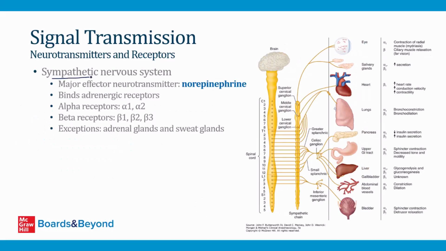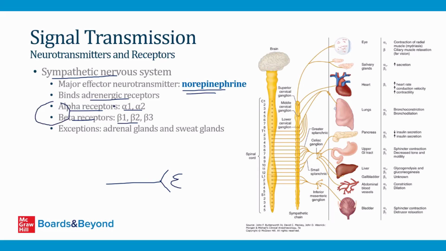Contrast that with the sympathetic nervous system, where the major effector neurotransmitter is norepinephrine. It binds to adrenergic receptors, and as we talked about earlier, there are alpha and beta adrenergic receptors, and then there are subtypes of these receptors like alpha-1 and alpha-2, and beta-1 and beta-2 and beta-3. So in general, when you're talking about the sympathetic nervous system and a neuron that's innervating an effector site, the neurotransmitter is usually norepinephrine, and the receptor is usually some type of alpha or beta adrenergic receptor.